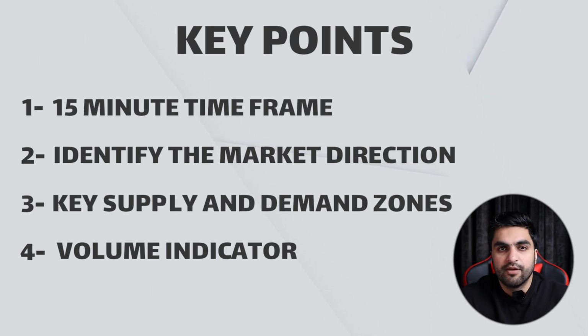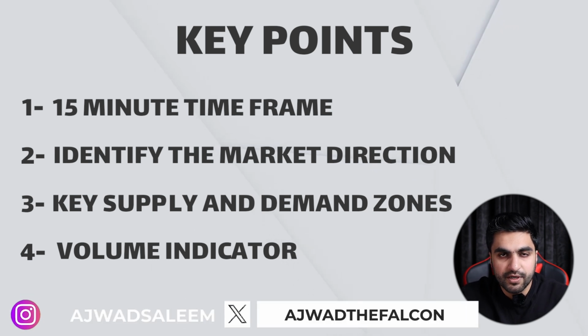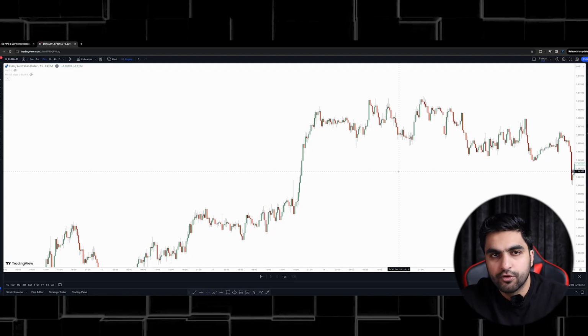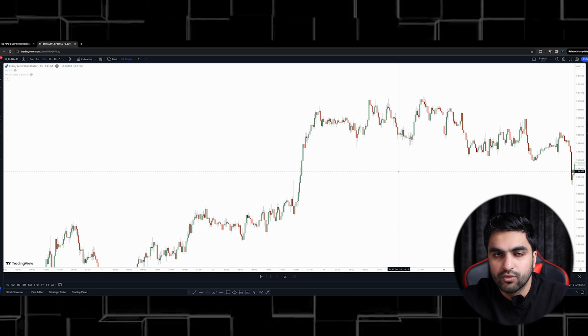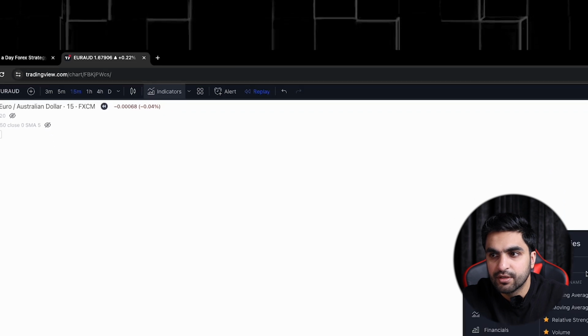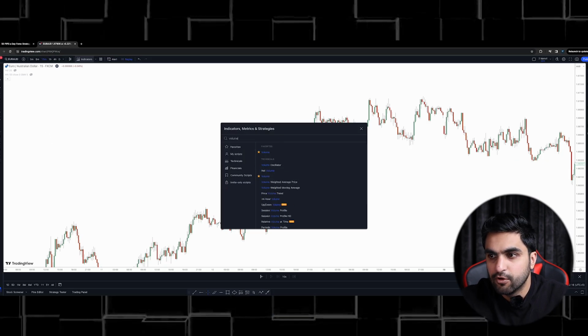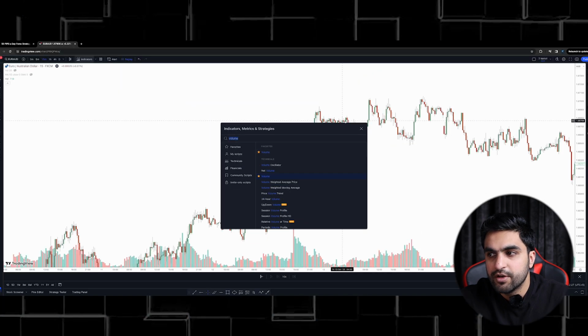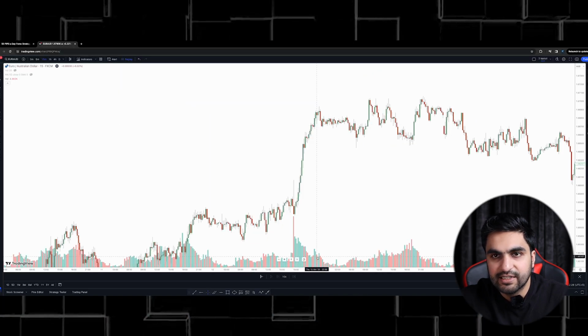So let's start, and we're going to start with the 15-minute time frame on the Euro Australian dollar pair. And the very first thing that we're going to do is add the volume indicator. So that's the chart of Euro Australian dollar on 15 minute. To add the volume indicator, simply go to indicators, type volume and select this one from the list. Once you select, it will look like this.